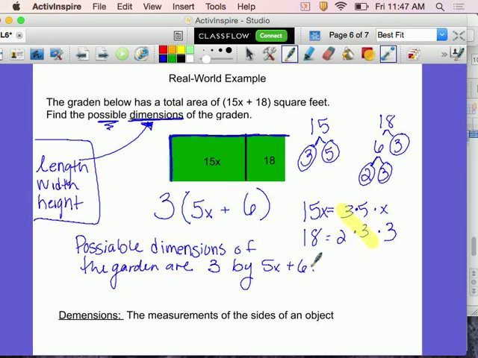Notice how I wrote that differently? Because when we speak about things in their dimensions, we use the word by, which is also a word for multiply. So when we're actually talking, instead of saying 3 times the quantity 5x plus 6, which is a little mathy, we switch over to our regular language and we say 3 by 5x plus 6.